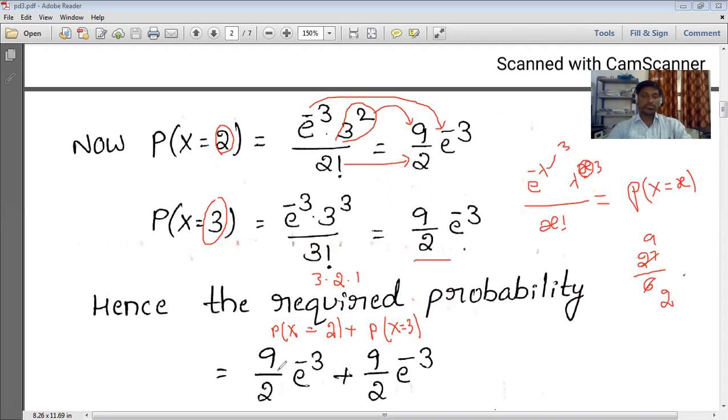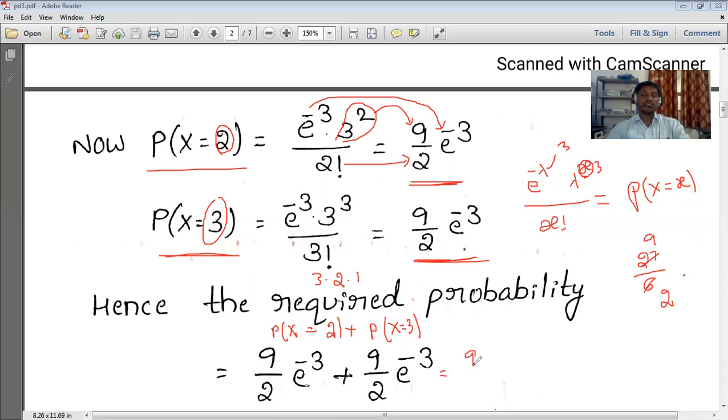So simply we substituted here. Here p of x is equal to 2. How much we got? P of x is equal to 2 is equal to 9 by 2 e power minus 3, and this is also p of x is equal to 3. We got it as 9 by 2 e power minus 3. So those two we substituted here, and we can simplify this one.